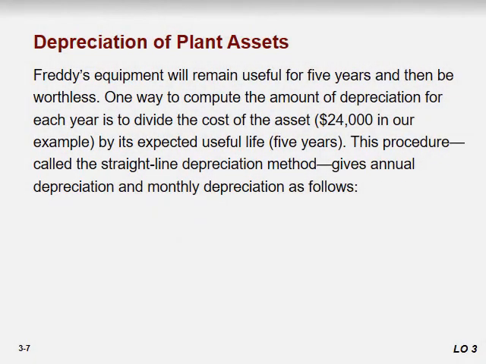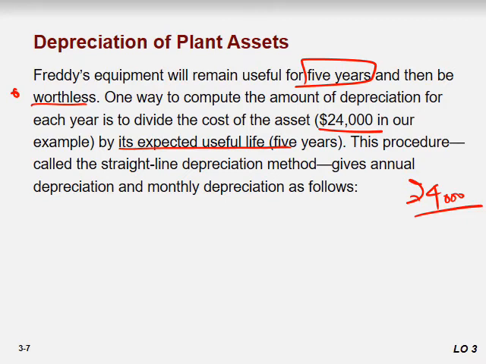The next one is that Freddy's equipment will remain useful for 5 years and then be worthless, which means after 5 years the value of the equipment will be 0. One way to compute the amount of depreciation for each year is to divide the cost by the expected useful life, which is 24,000 divided by 5 years. That would be our per year depreciation, right?